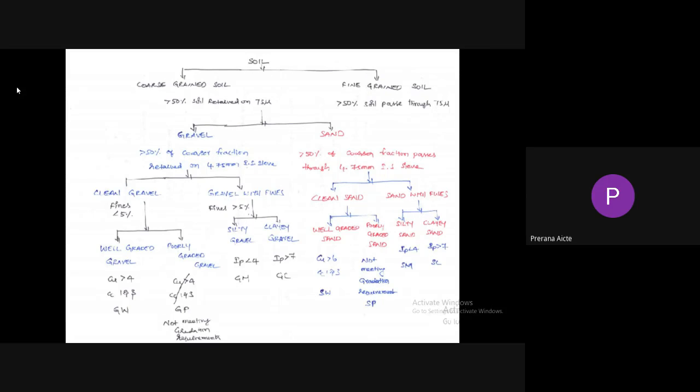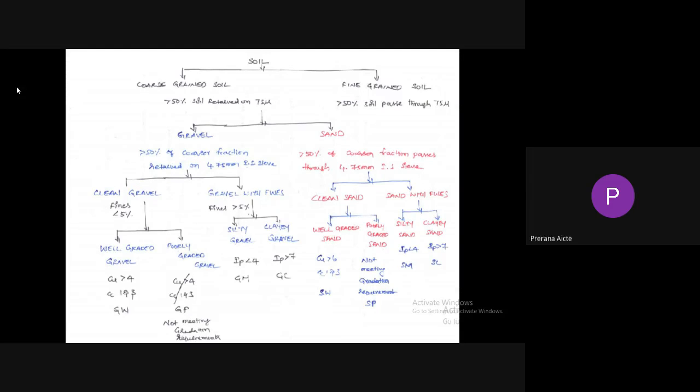Suppose the fines is less than 5%, then clean gravel is again divided into two types: well graded gravel and poorly graded gravel. It is called well graded gravel when the coefficient of uniformity is greater than 4, and the coefficient of curvature is in between 1 and 3. Already you know that coefficient of uniformity Cu is equal to d60 by d10, and coefficient of curvature Cc is equal to d30 square by d60 into d10.